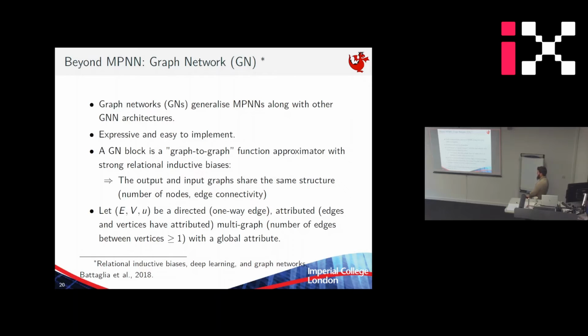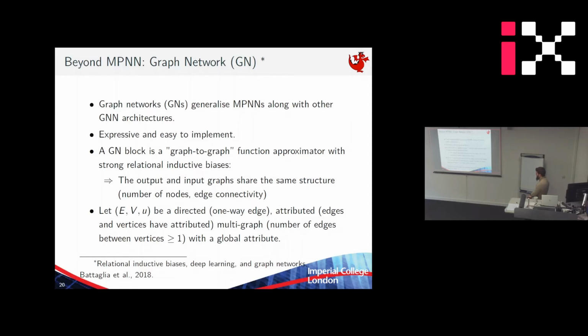So let this be directed. Directed means just one way. Like i to j is not the same thing as j to i. Attributed, meaning edges and vertices have attributes. By attributes we mean think about feature vectors or tensors. Each edge or vertex can have that. It's a multigraph, meaning you can have more than one edge between two nodes. And you have a global attribute, u. So let's consider this graph.